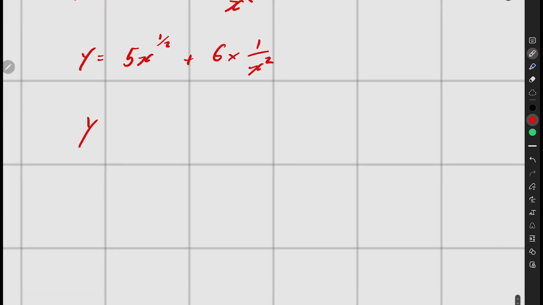We can simplify this down a bit further actually. We're going to have y equals 5x to the half plus, we can bring the x up the top, 6x to the negative 2. This is just your basic indices rules. If you don't know these, just go watch a video on them. Make sure you're up to scratch with your indices rules. That's very important for differentiation, because there's a lot of easy mistakes to be made there.